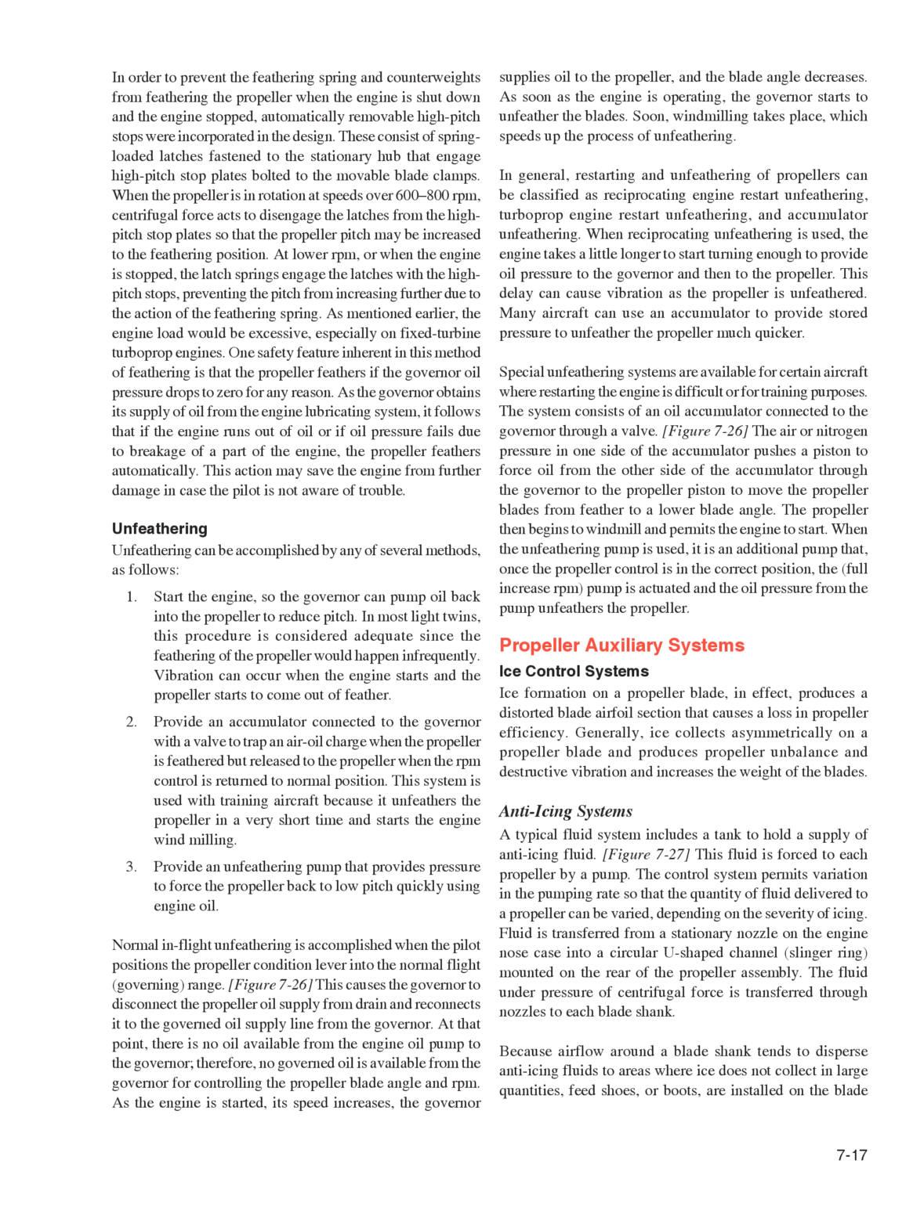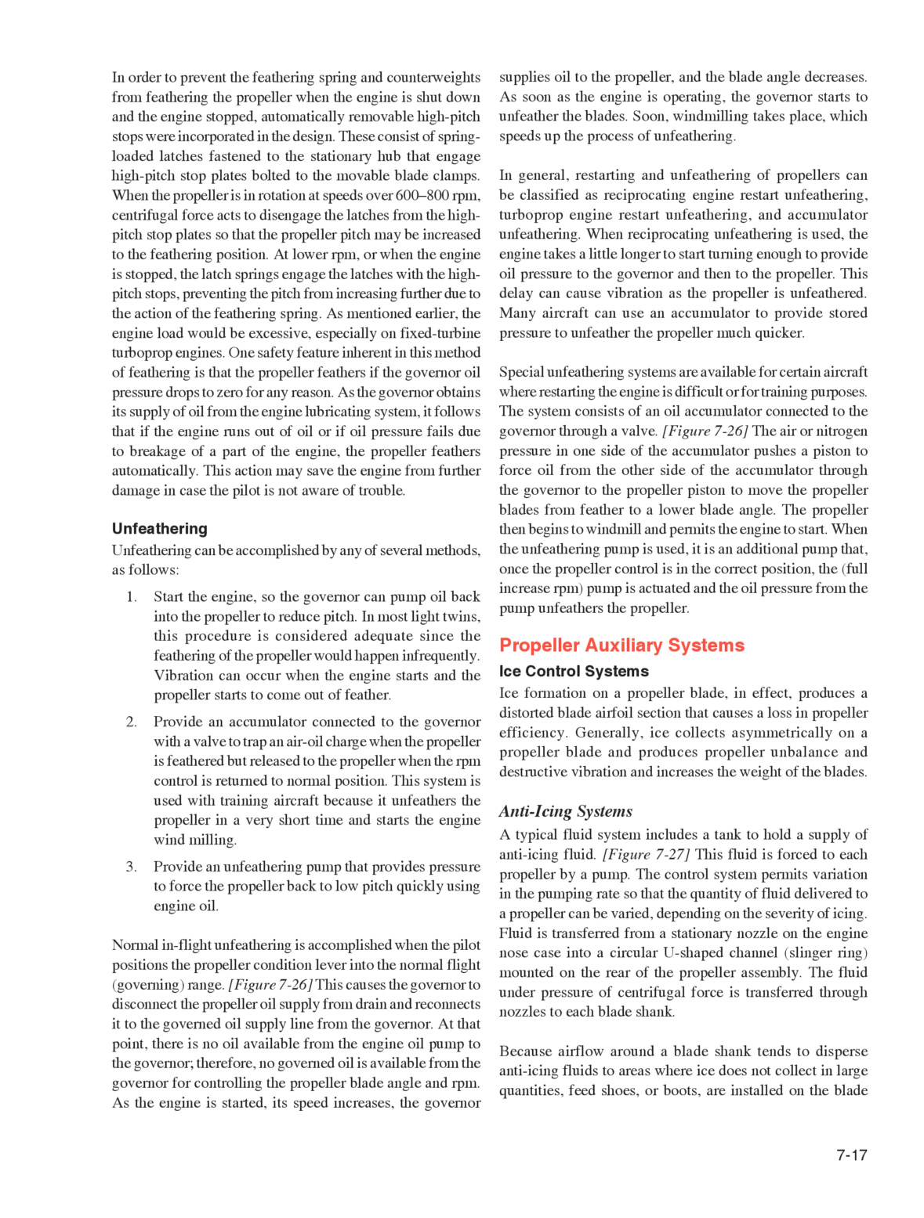Anti-icing systems. A typical fluid system includes a tank to hold a supply of anti-icing fluid. Figure 727: this fluid is forced to each propeller by a pump. The control system permits variation in the pumping rate so that the quantity of fluid delivered to a propeller can be varied, depending on the severity of icing.